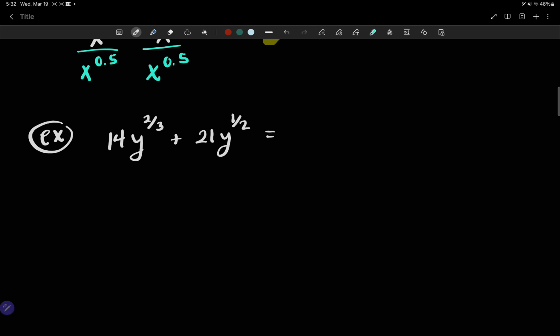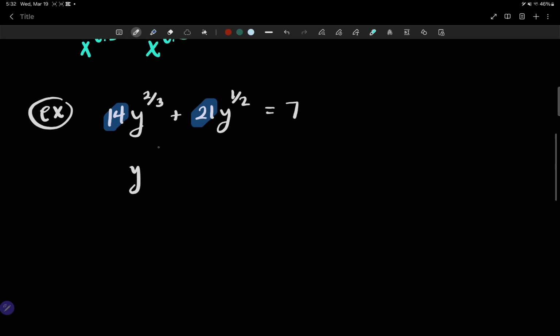Now, just looking at the numbers, I see 14 and 21. I know both of those are divisible by 7, so I'm going to factor out a 7. But let's take a look at the variables. 2/3 is really 0.6 repeating, and then we already know 1/2 is 0.5. So I'll rewrite the whole thing: 14y to the 2/3 plus 21y to the 0.5. Now you can see that the smaller of the two exponents is the 0.5, so that means I'm going to factor out a y to the 1/2.